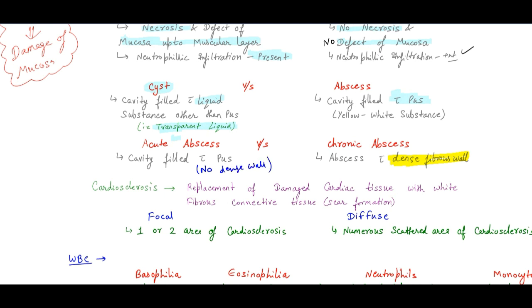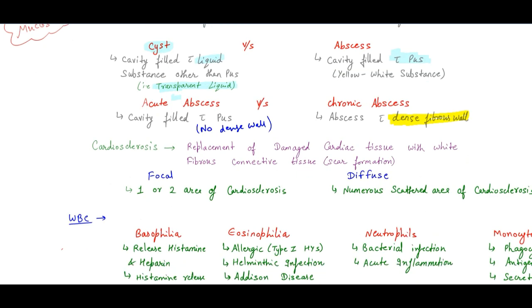Now one question about cardiosclerosis. What can you be asked? Focal cardiosclerosis, diffuse cardiosclerosis, and post-infarction cardiosclerosis. We have three types of questions for cardiosclerosis. What is cardiosclerosis? It means damaged cardiac tissue. Normally we have muscular cardiac tissue, but due to damage of the cardiac tissue, it is replaced with fibrous connective tissue.